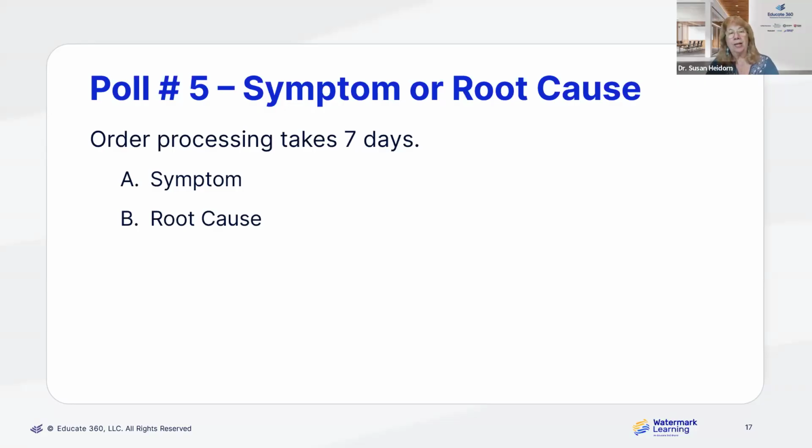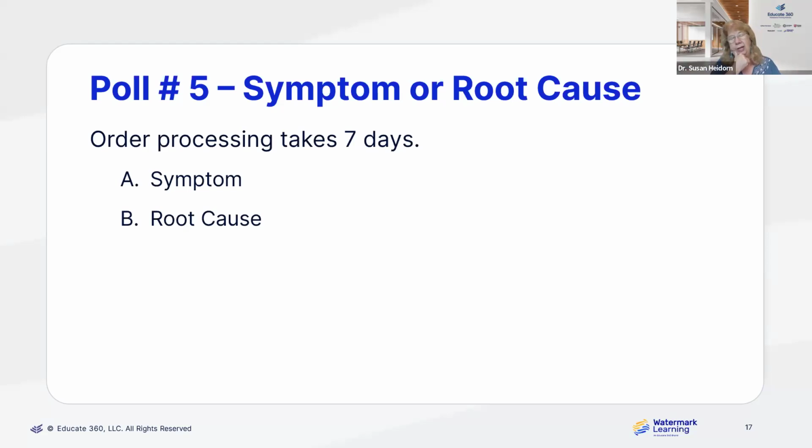Why is the order processing slow? It's that why question. It doesn't tell us why it is happening. And that's why it's a symptom. And so we have to get underneath that. It's like, okay, what's happening around the 7 days? Are we not getting stuff from the vendor? Is it a training issue?